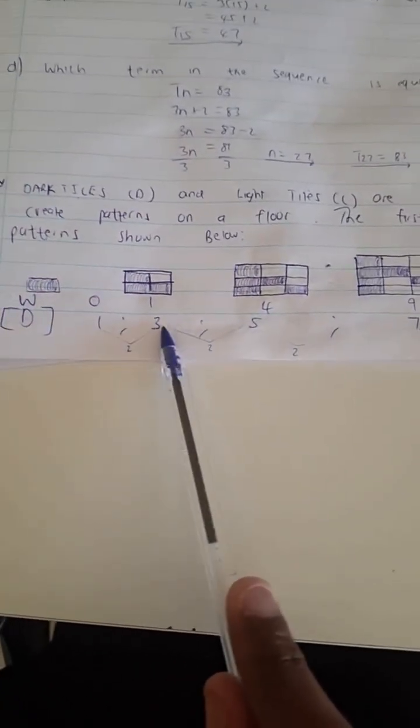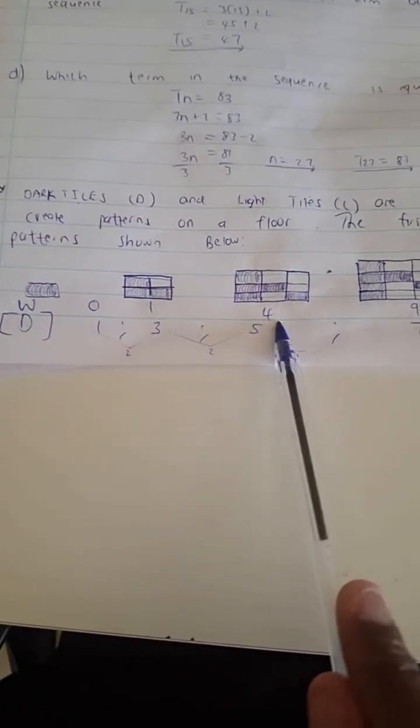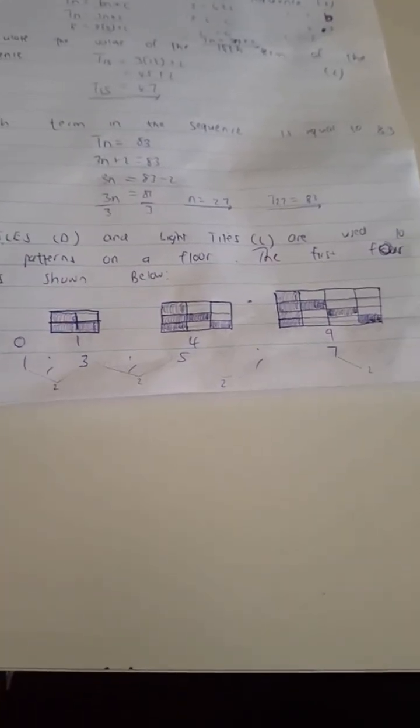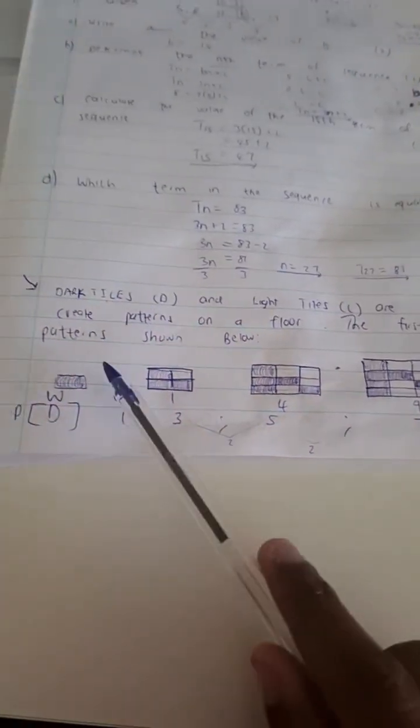Because if I was to say how many tiles are there in the first 4 patterns, how many dark tiles are there? So if I add 1 plus 3, I get 4, plus 5, I get 9, and 9 plus 7 is 16. So I have 16 dark tiles in the first 4 patterns. Does that make sense?